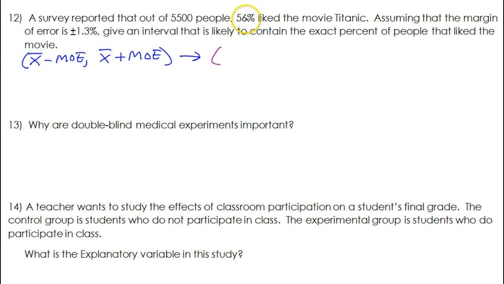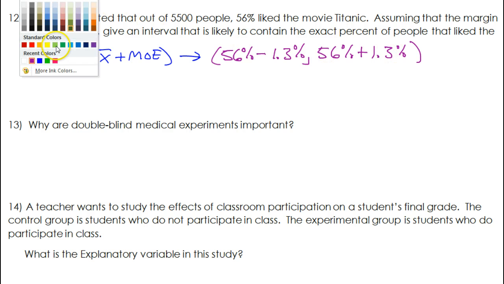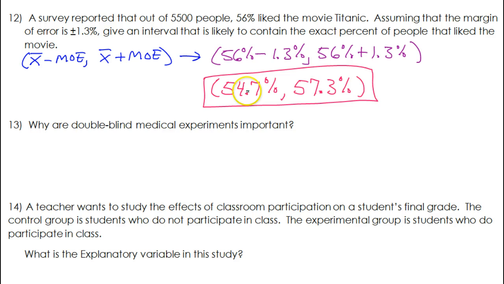So the sample response was 56% like the movie. So we're going to start with that 56%, and we're going to subtract the margin of error, the 1.3%. That'll give us our lower bound, and then we'll take our 56% and we will add 1.3%. That will give us our upper bound. So if we do that, we get the interval that is likely to contain the true percentage, or the exact percentage, of all the people who like the movie. It's likely to be in here somewhere.